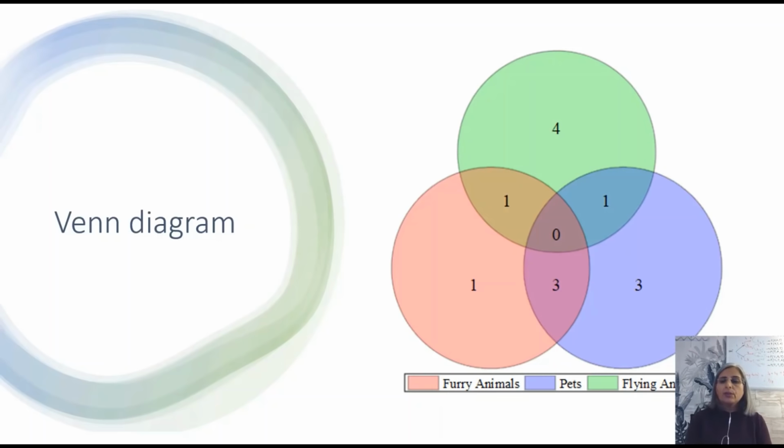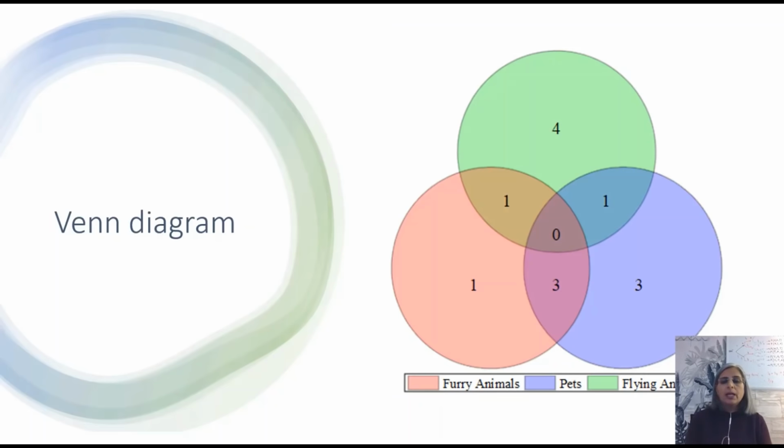So a Venn diagram looks like the one you see in front of you, and you see that the pink circle represents a number of furry animals present in a location. The green one represents the number of flying animals present in a location, and the purple one represents pets in a certain location. And the way numbers are distributed in this diagram means that the furry animals could be 0, there could be 1 animal, or there could be 3 animals in different locations.